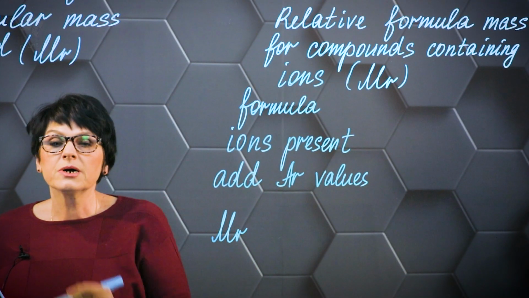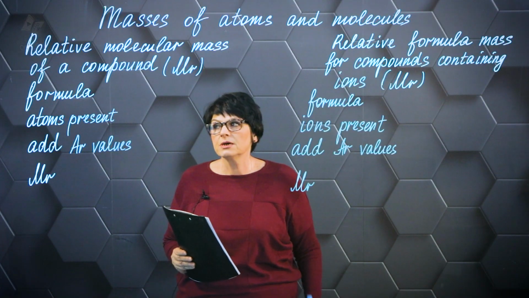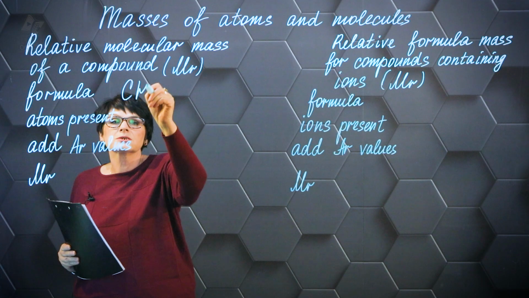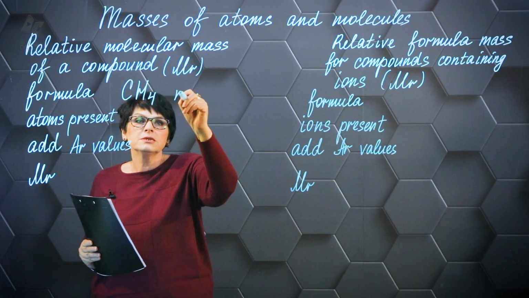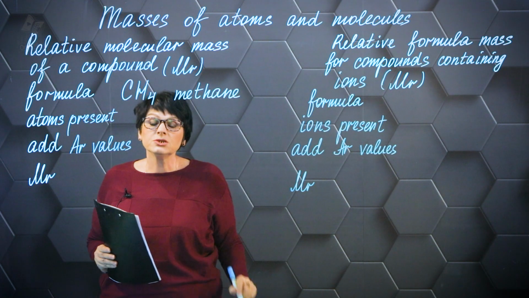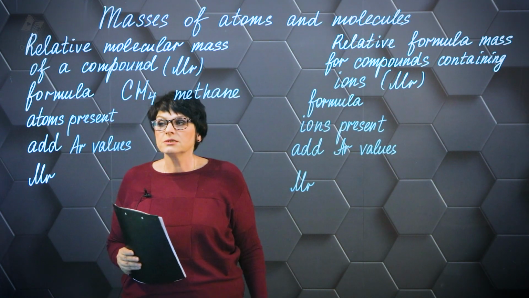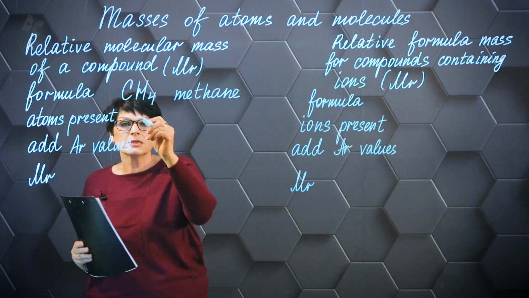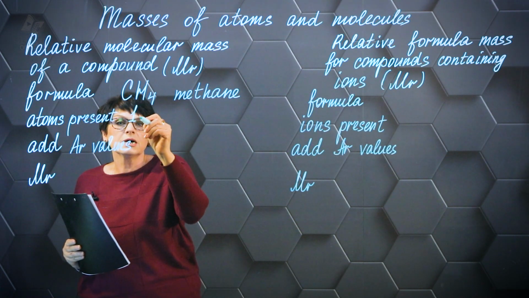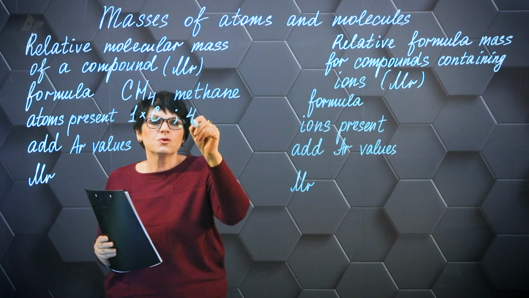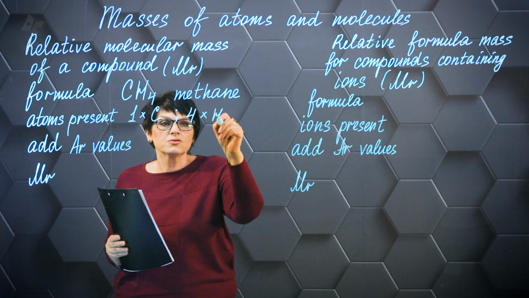Let us explain how such masses are calculated. Let's take the formula of the compound CH4. This compound is called methane. It's an organic substance. It's made up of molecules. What atoms is this compound made up of? It's made up of one carbon atom and 4 atoms of hydrogen.